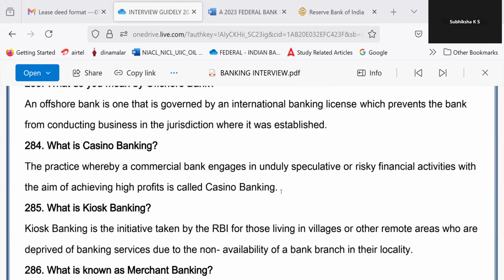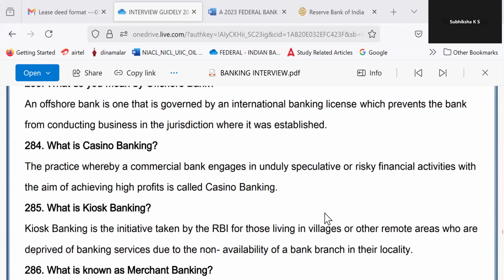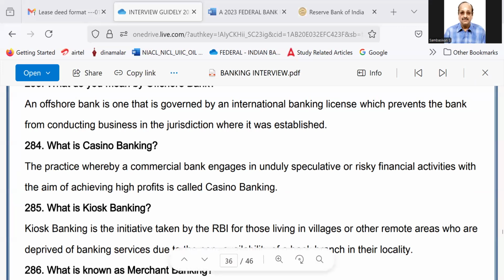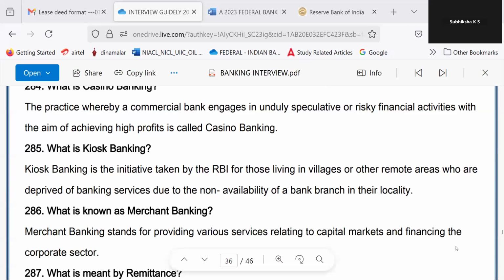284. What is casino banking? The practice whereby a commercial bank engages in unduly speculative or risky financial activities with the aim of achieving high profits is called casino banking. 285. What is kiosk banking? Kiosk banking is the initiative taken by the RBI for those living in villages or other remote areas who are deprived of banking services due to the non-availability of a bank branch in their locality.